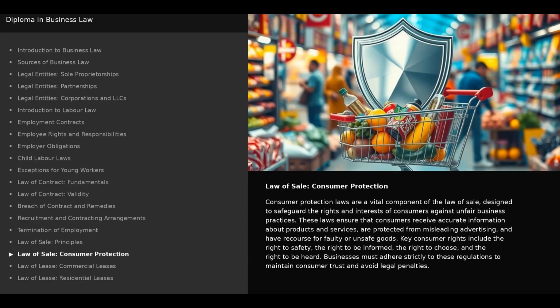Law of sale, consumer protection. Consumer protection laws are a vital component of the law of sale, designed to safeguard the rights and interests of consumers against unfair business practices. These laws ensure that consumers receive accurate information about products and services, are protected from misleading advertising, and have recourse for faulty or unsafe goods. Key consumer rights include the right to safety, the right to be informed, the right to choose, and the right to be heard. Businesses must adhere strictly to these regulations to maintain consumer trust and avoid legal penalties.